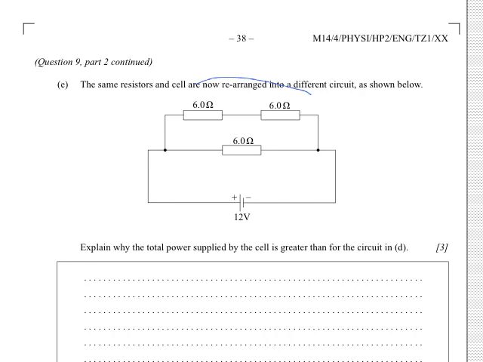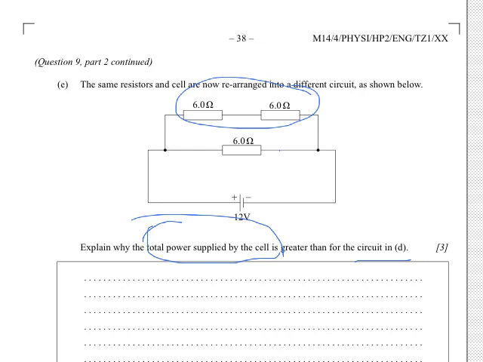So now we rearrange the circuit in a slightly different way. So this time these 2 are in series, and this one's in parallel. And the question is, why is the total power supplied by the cell greater than for circuit D? Now it's kind of a sneaky way of saying, work out the power dissipated now first, and then do a comparison.